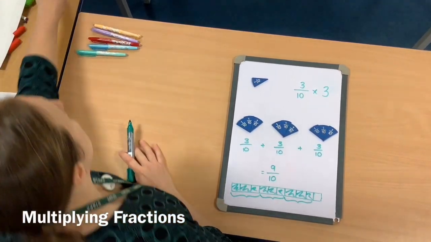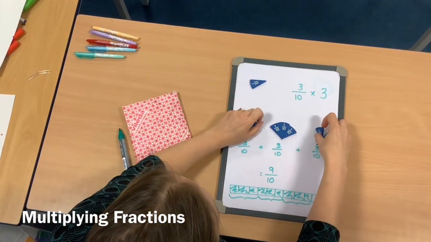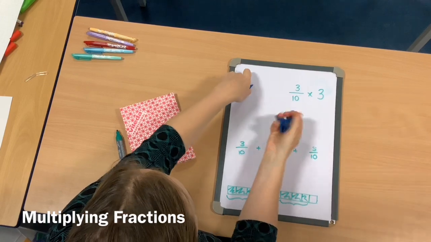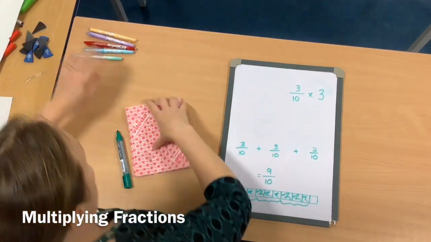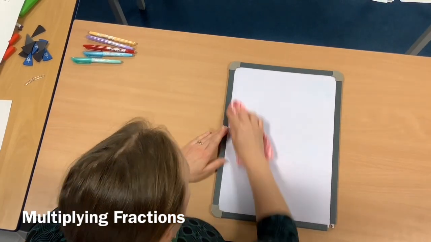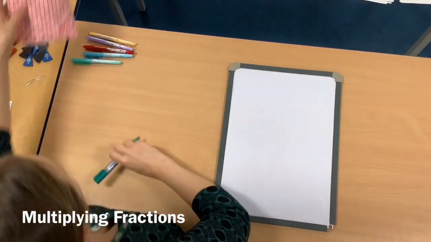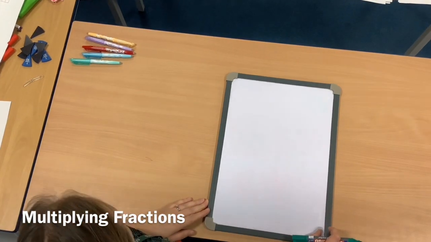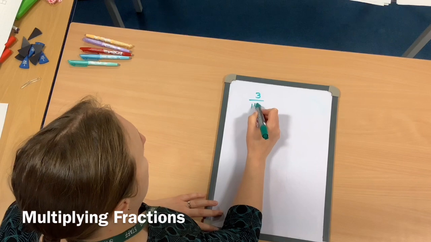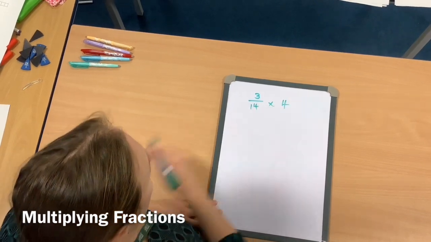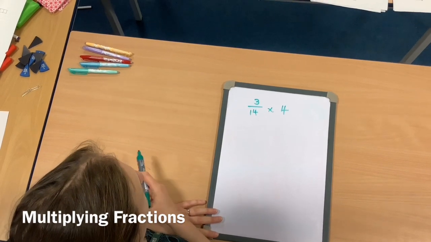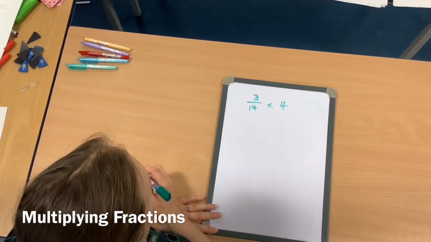So let's have a look at another one. I'm going to take the concrete away now, and you may not have concrete fractions resources at home. There are some available online if you search for them, and you might prefer to draw the fractions before you move on to the abstract, or you might be happy just going on to the abstract.